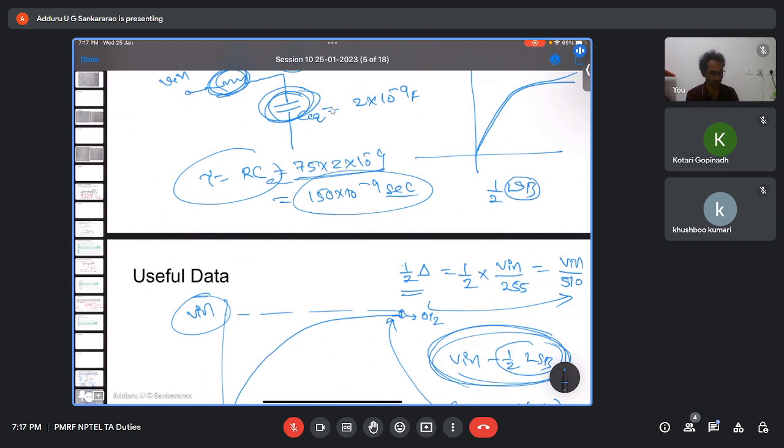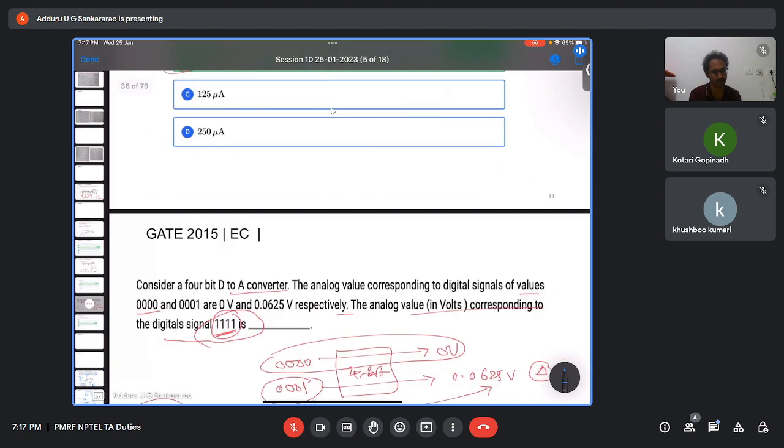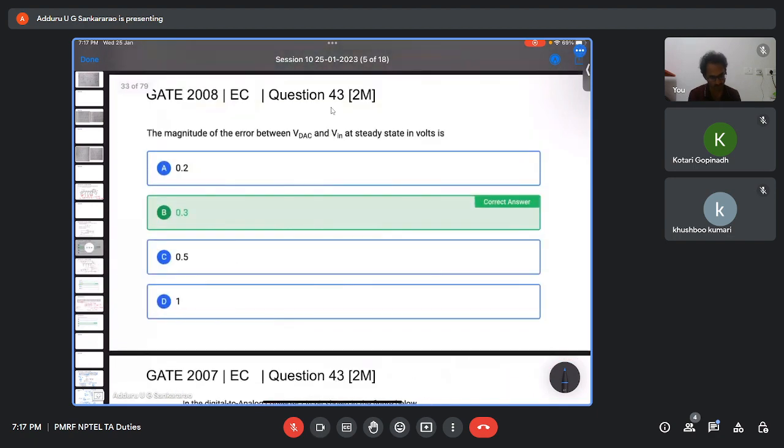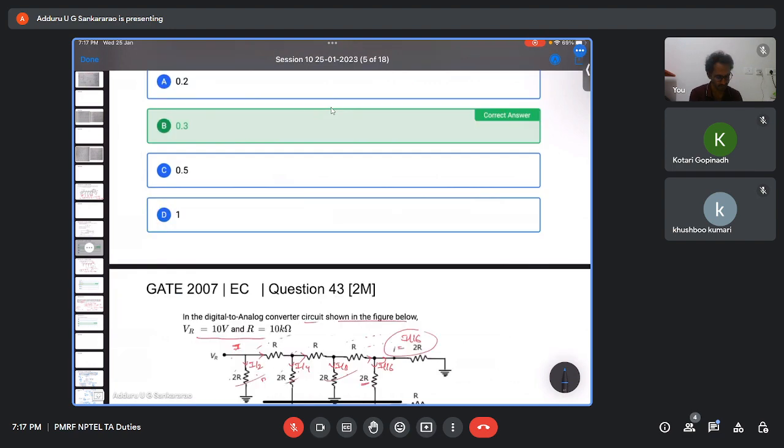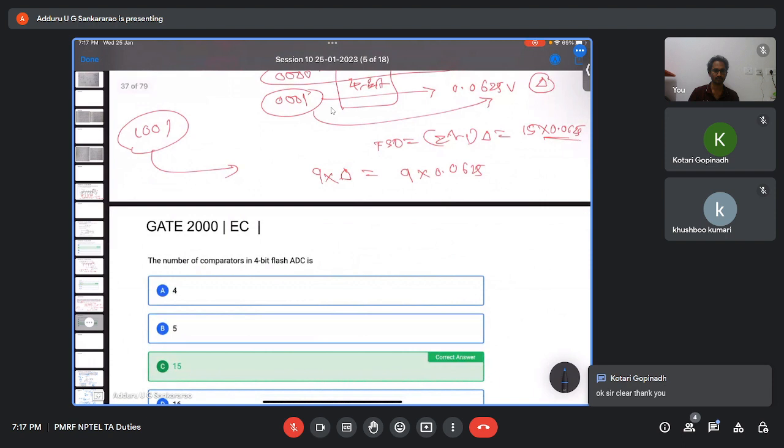You can try to resolve this, but I could not cover the other ADCs, dual slope ADC and delta sigma ADC. But if time permits, would have. Fine. Any other questions from you? Okay. Gopinath and Kushbu, any doubts from your side?